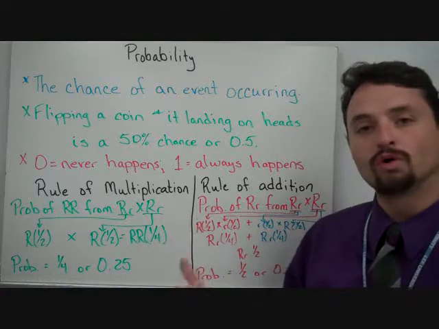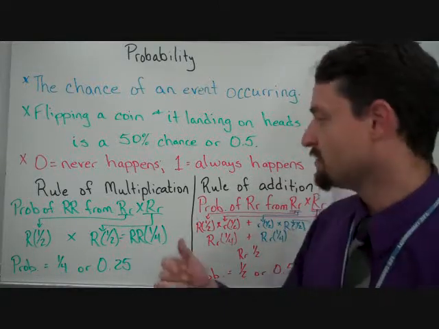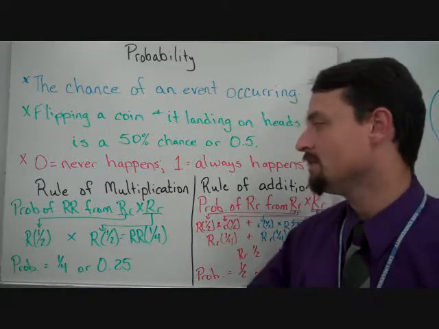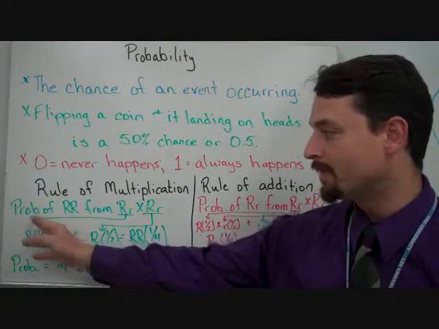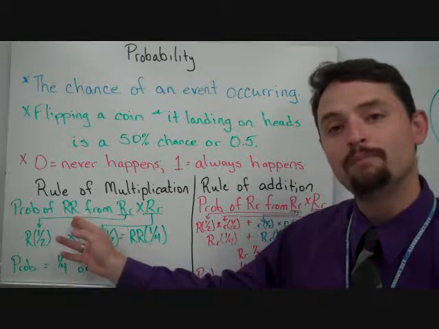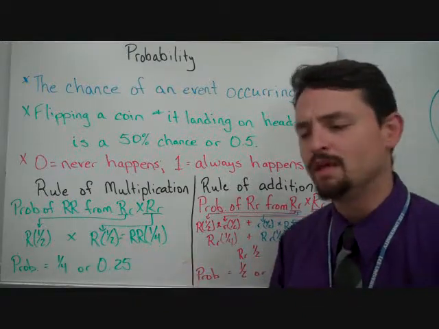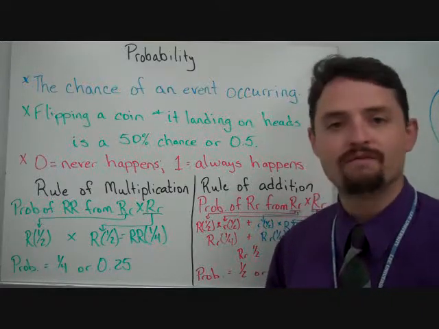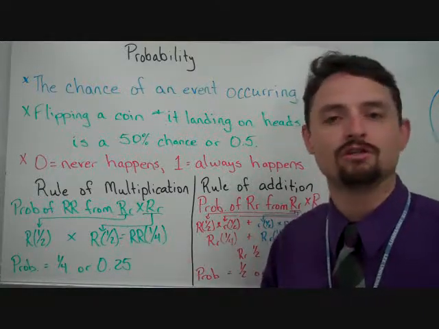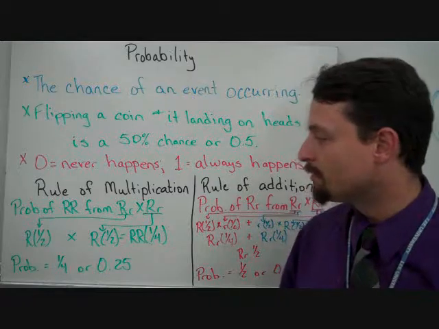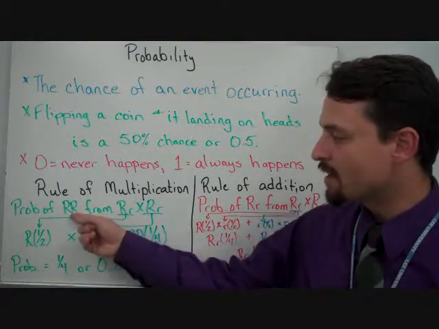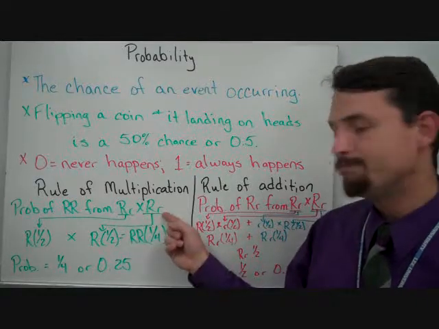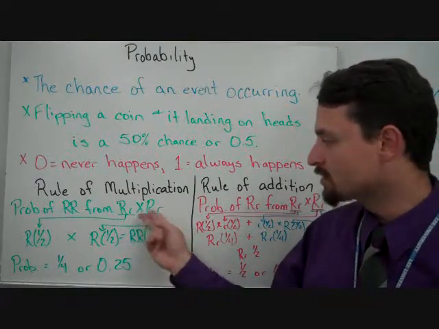So there are 2 rules that govern how we do this. The first is called the rule of multiplication. In the rule of multiplication, let's say we're looking for the probability of getting a big R offspring. Now this could be round versus wrinkled, it could be red versus white, whatever. I'm just throwing out 2 letters here for the example. What's the probability of getting a big R offspring from parents that are big R little r and big R little r? So here's the cross that we've got.